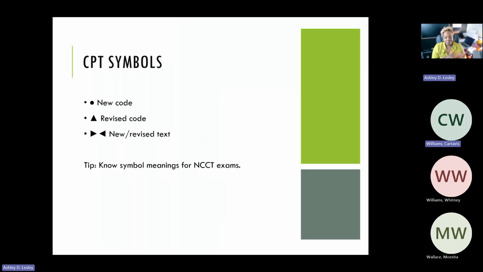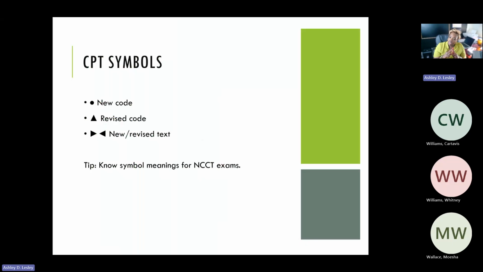Okay. So with that, you also have a revised code. Sometimes, if a code has had enough modifiers or enough add-on codes to it, the AMA, the association that does the CPT code books, will say, hey, maybe we need to go back and revise this code. Maybe we need to edit it and add something or take something away. When that happens, there is a triangle in front of the code, meaning it has been revised.